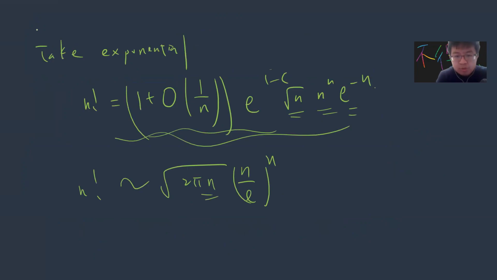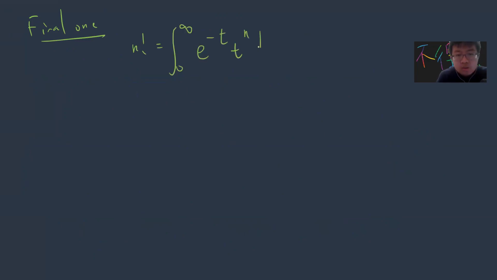The most famous formula is this one. You need to prove this by using the gamma function. So the final one is that you can write n factorial as the integral from 0 to infinity of e to the negative t times t to the n dt. This is the famous gamma function, gamma of n plus 1.